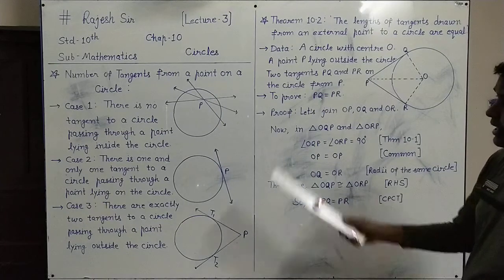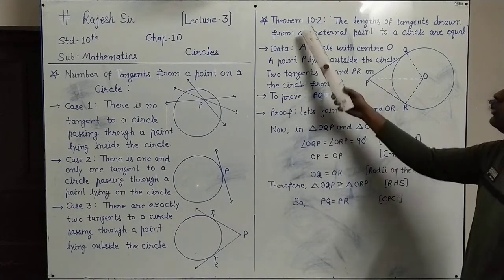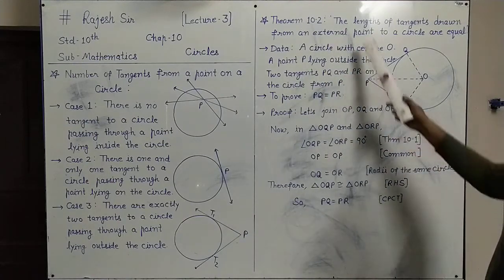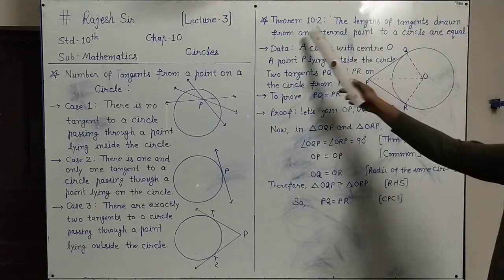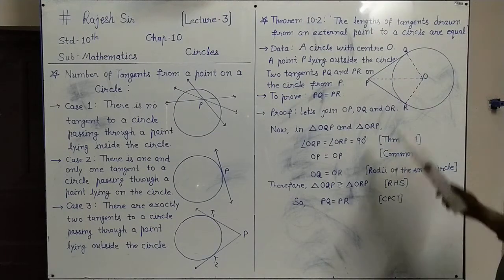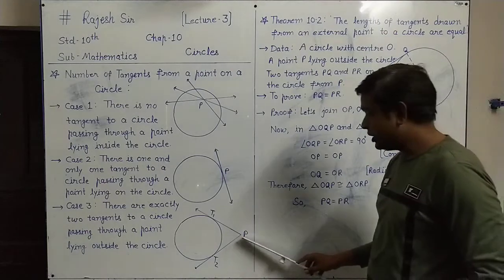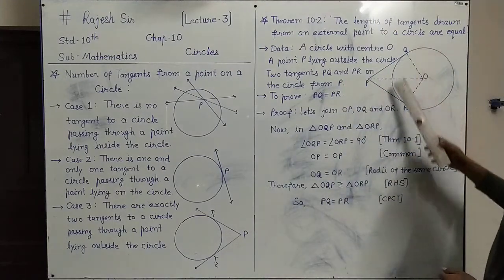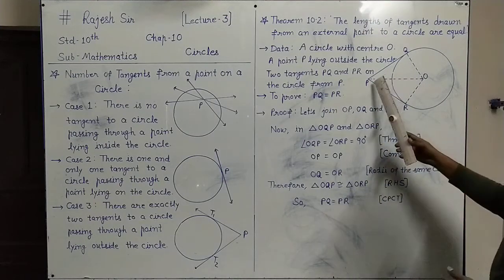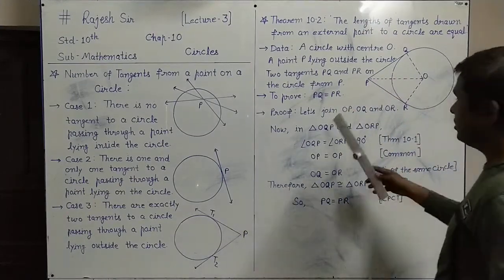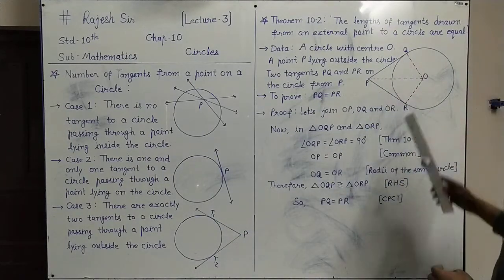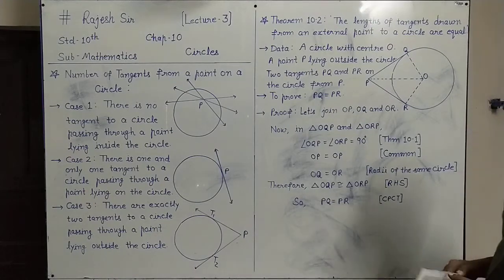Now after this understanding, we have theorem 10.2. Theorem 10.2: the lengths of tangents drawn from an external point to a circle are equal. External point means this situation is given. If the circle is given, and the point P is external, meaning outside the circle, we know that two tangents we can draw. So here also we have shown two tangents, PQ and PR in this case.